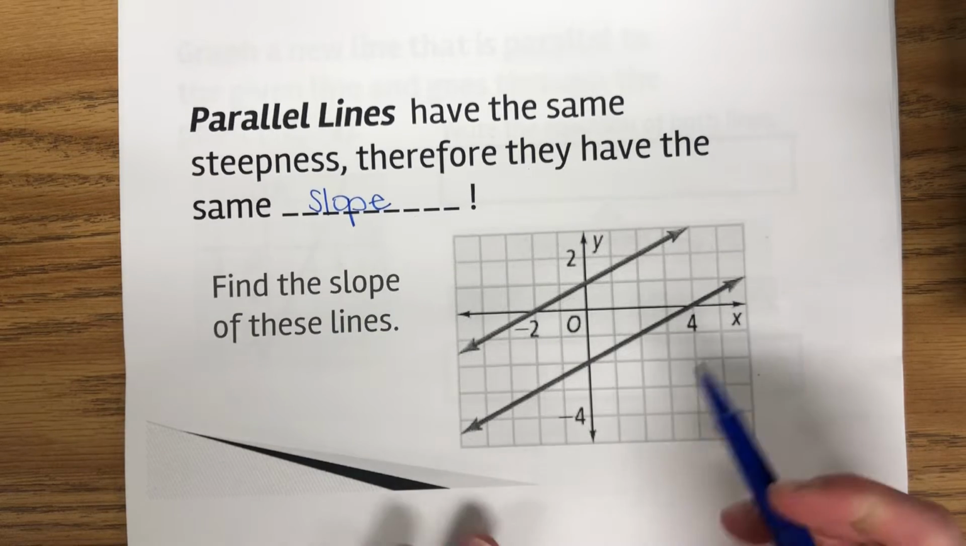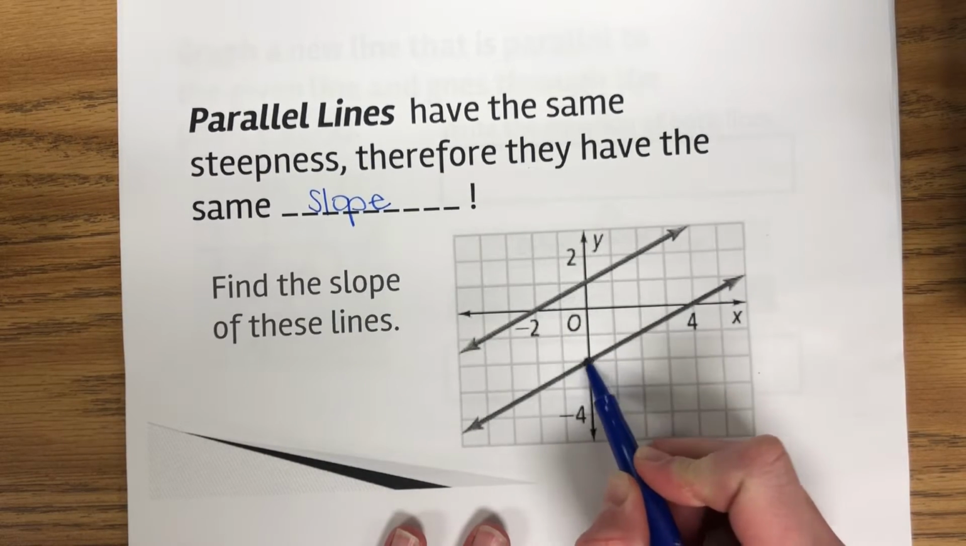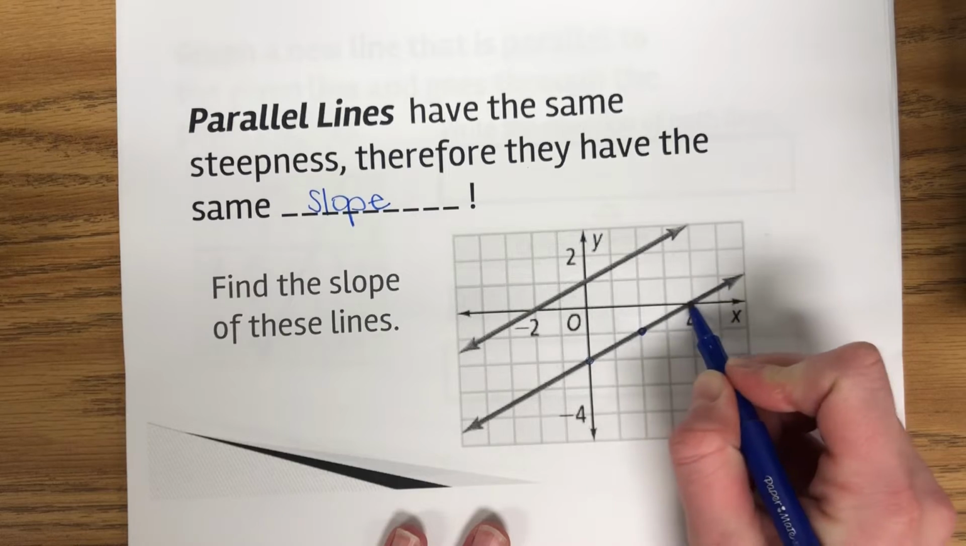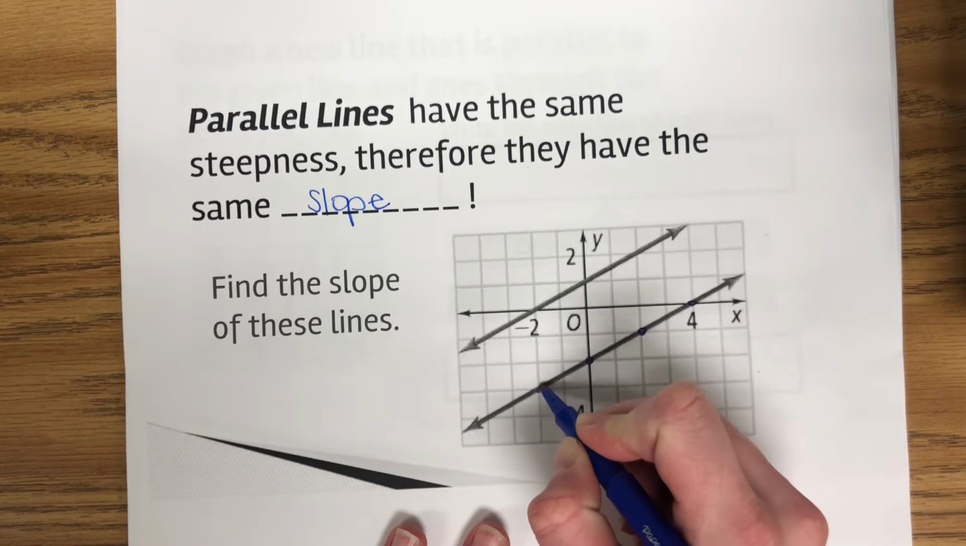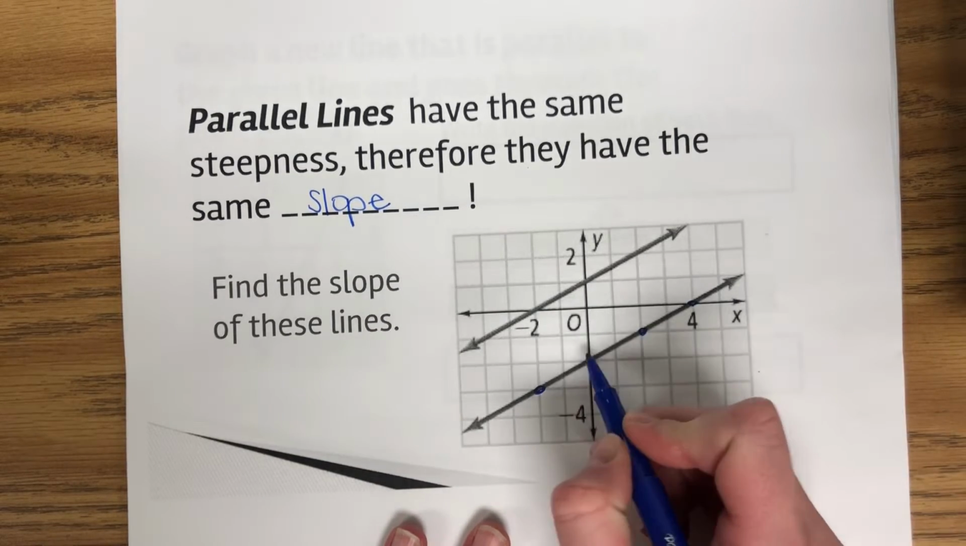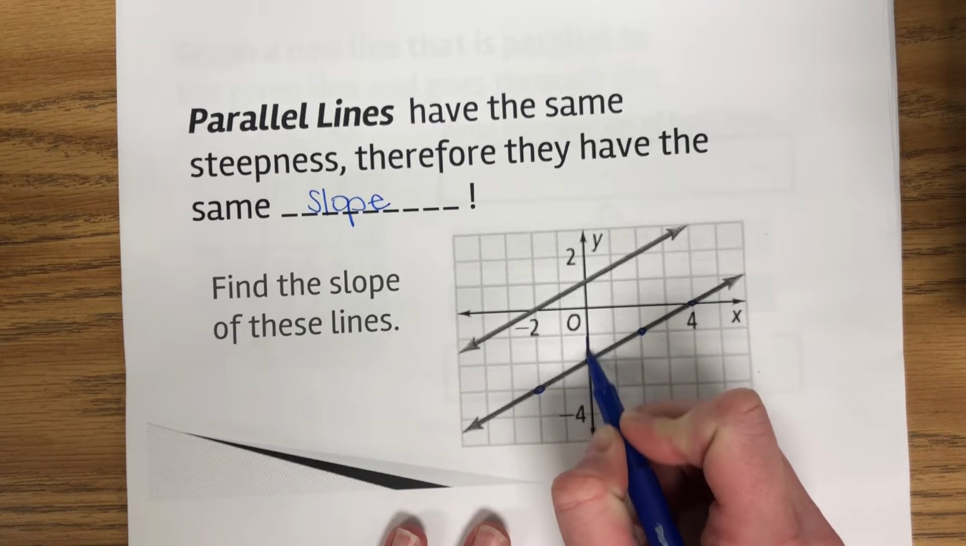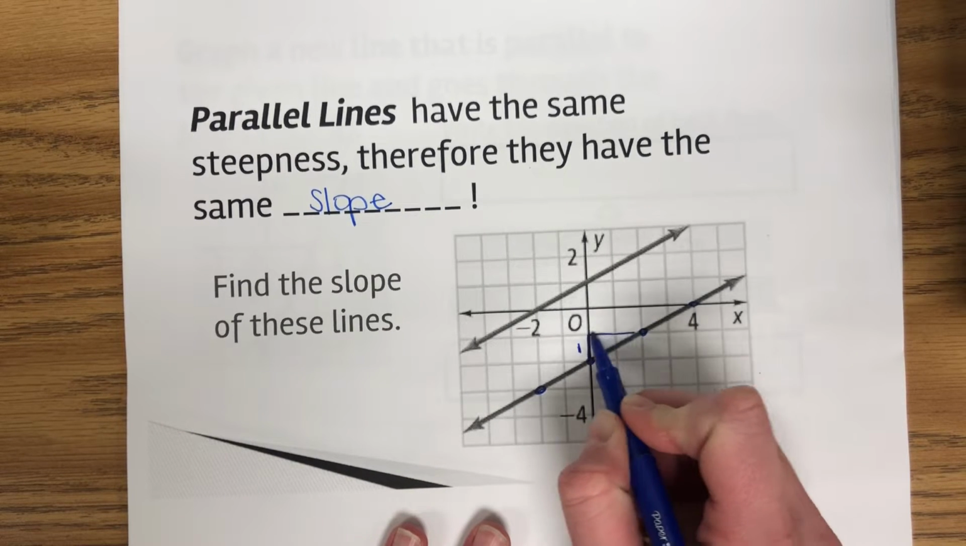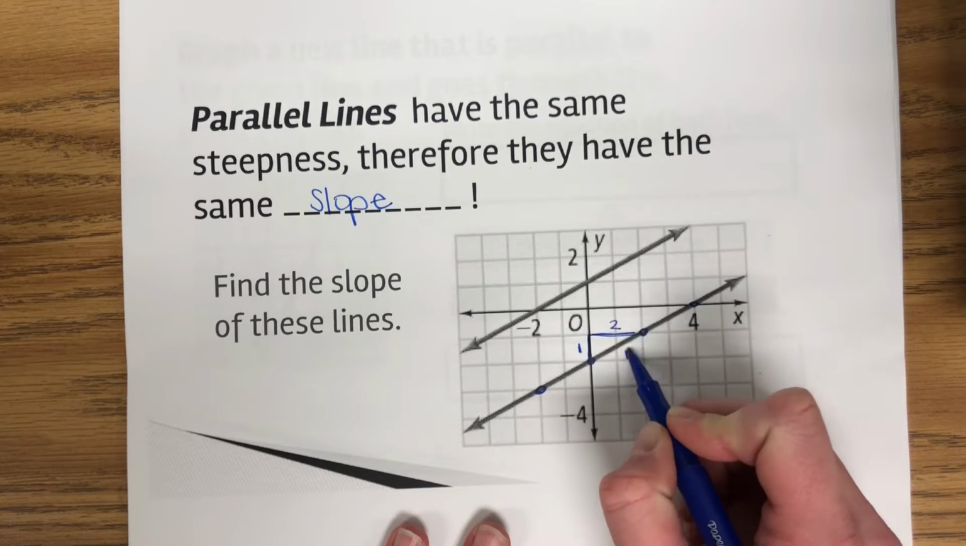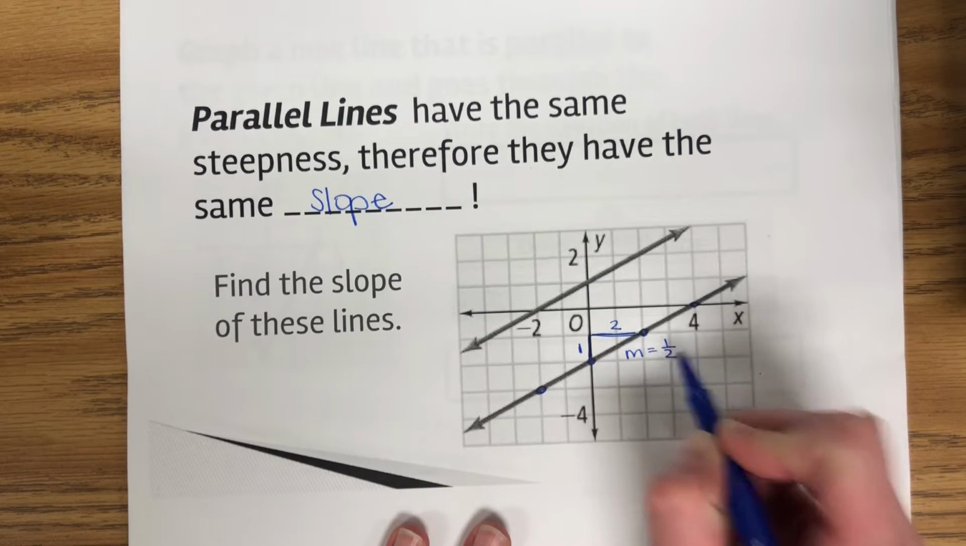Starting with the bottom one, if we put some dots on here, coordinate points, we can pick any two points to find the slope. So our rise is 1 and our run is 2. That means our slope is 1/2.